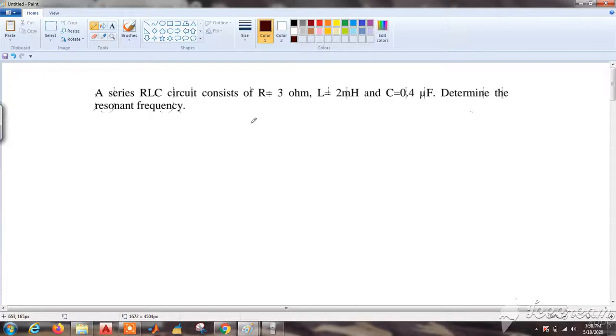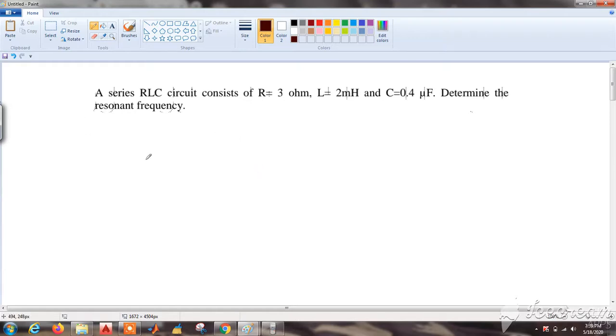A series RLC circuit consists of resistance R equal to 3 ohm, inductance L equal to 2 millihenry, and capacitance C equal to 0.4 microfarad. Determine the resonant frequency. Now this question is given for 5 marks, but it will not even take 1 minute to solve it if you know the formula of resonant frequency.